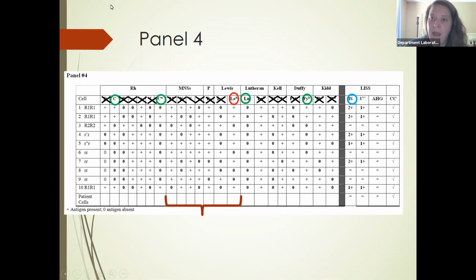And if you look at your pattern of reactivity, notice that for every cell that is Lewis B positive, it matches our patient reaction perfectly. So we can assume that this is Lewis B. However, we want to make sure that we rule out Big C and Duffy B.